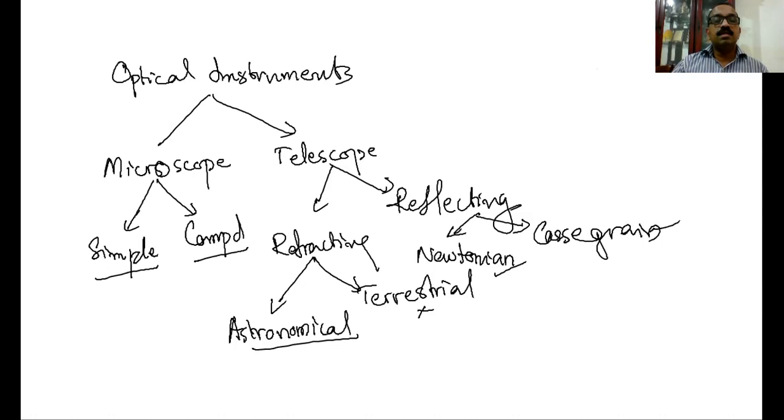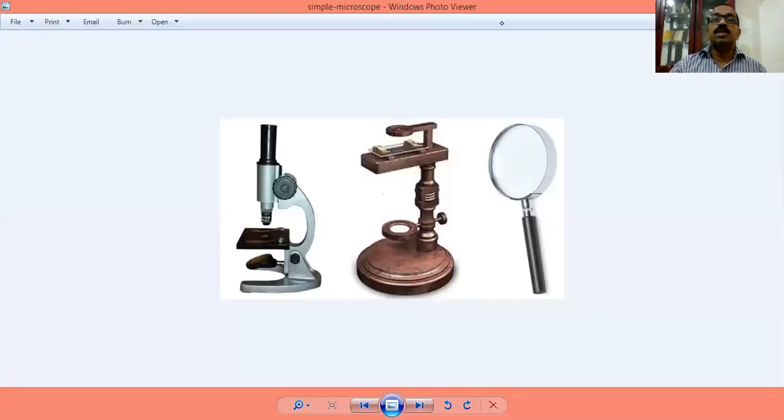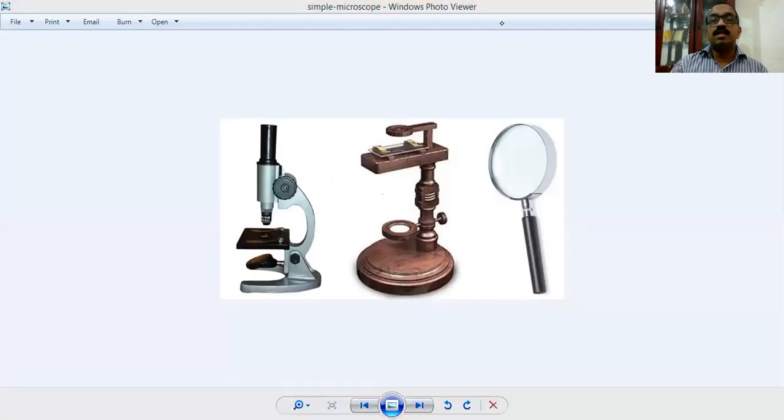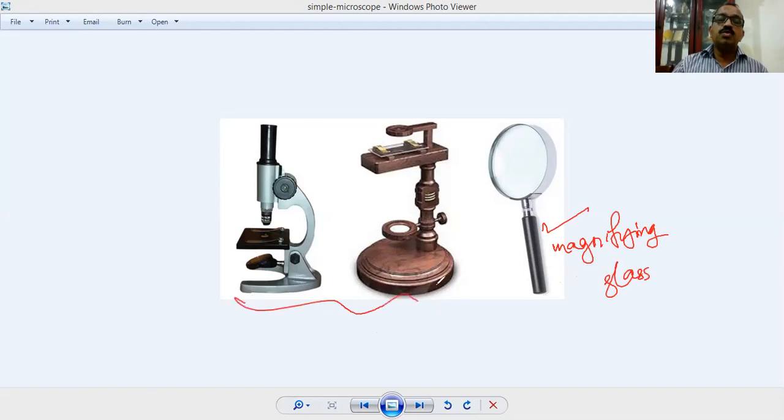The next thing is, I'll show you a few such devices. From the diagram you can make out that this is what we commonly call a magnifying glass. No? This is a magnifying glass, but here it is named a simple microscope. And these two are the two different forms of a compound microscope that we'll study. So simple microscope, compound microscope.